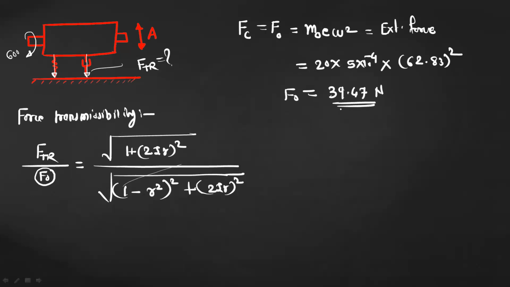Just take this answer and put this value in this equation. Remaining all the values are the same. Then calculate the FTR, that is the force transmitted to the foundation.